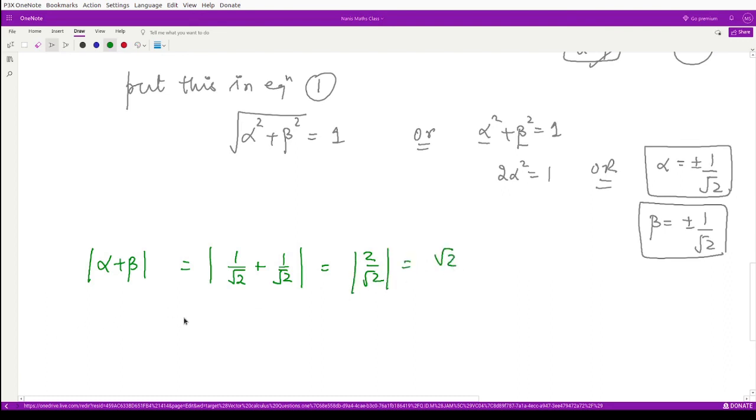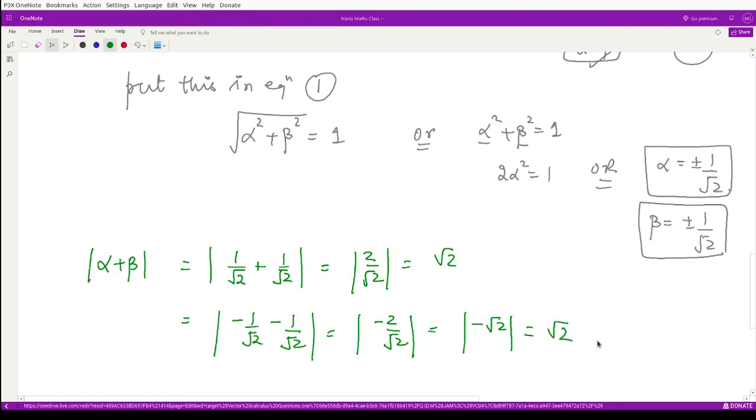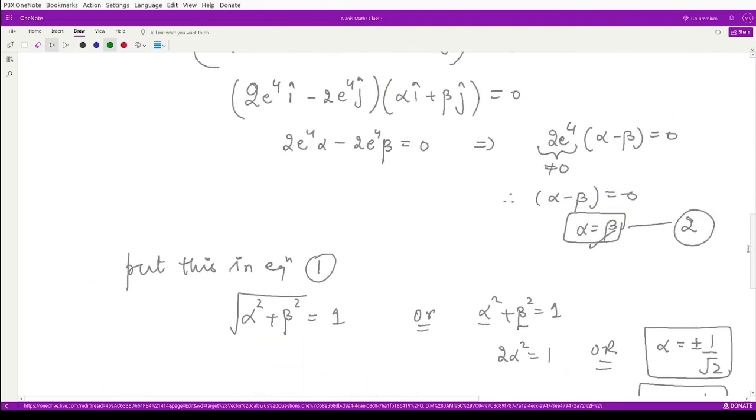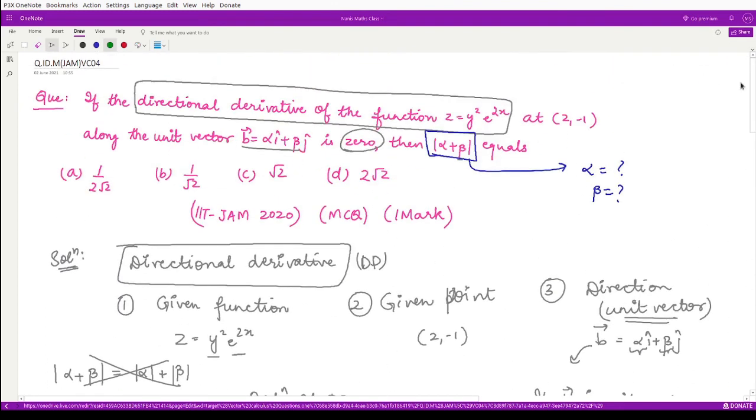And if you take the negative value, that means you will have alpha is minus 1 by square root 2, and beta is also equal to alpha, so it would also be minus 1 by square root 2. So you will have minus 2 upon square root 2. So this quantity would be minus square root 2, and when you take the modulus value, the positive value, you obtain this as the final answer. So square root 2 is the answer for this particular question. So that means our option C here is the correct option.